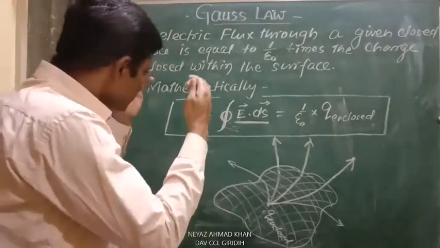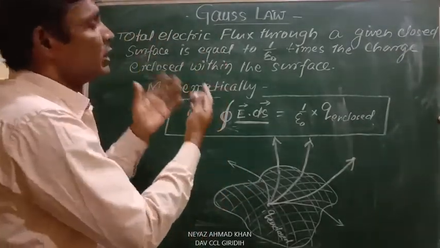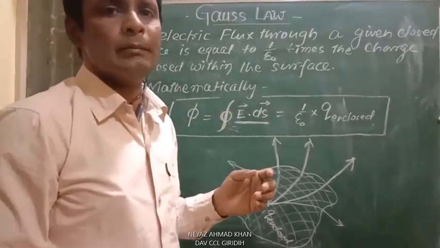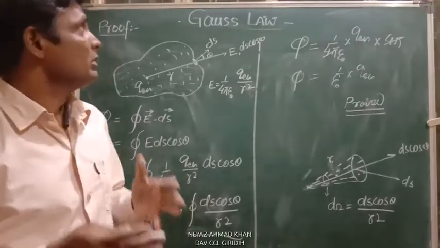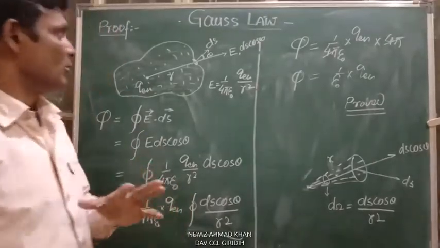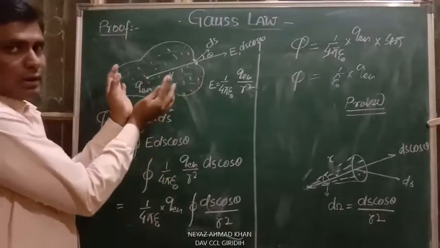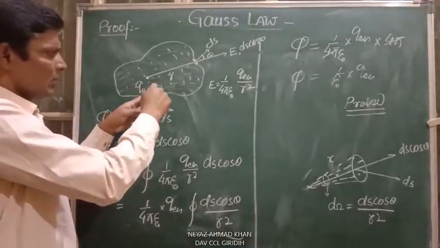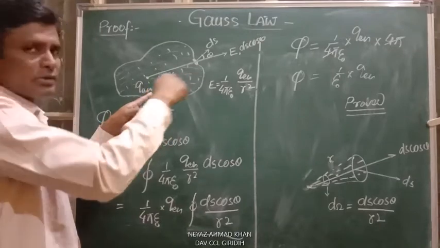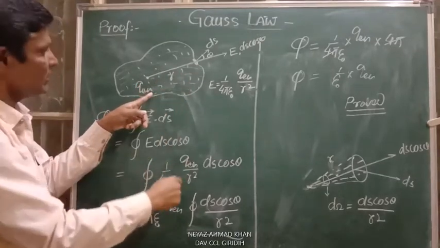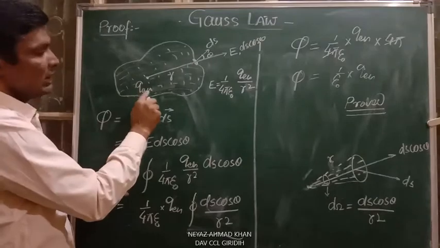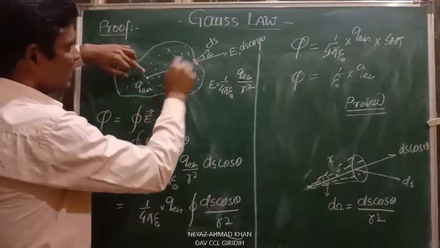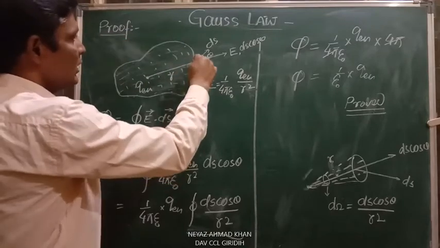Now we will derive, or we will prove, the Gauss law. For that I have taken a closed body, and within it I have taken a charge Q enclosed. I am not writing enclosed completely because it will create some problem here, so I have taken only Q EN. EN means enclosed.